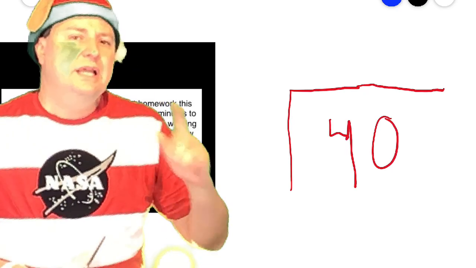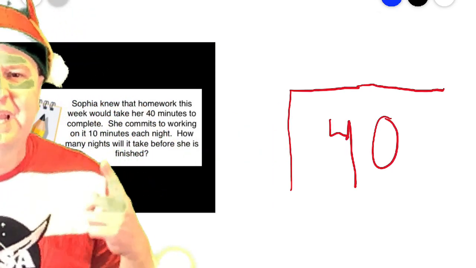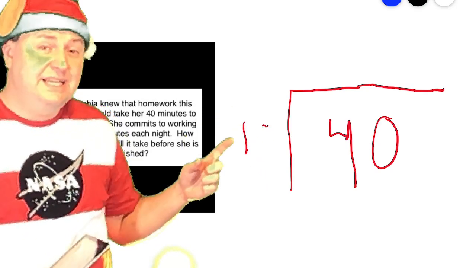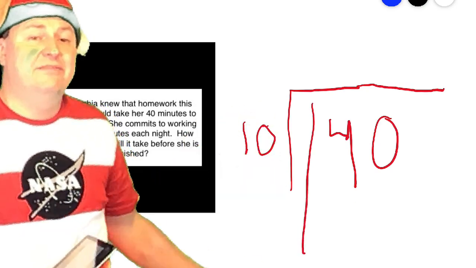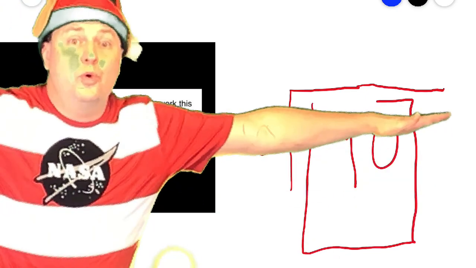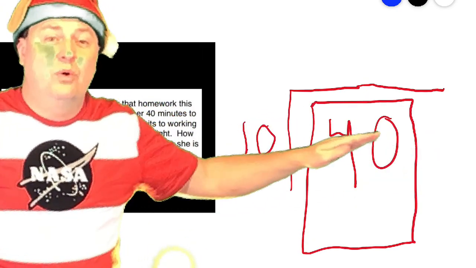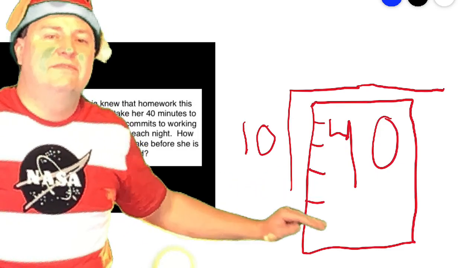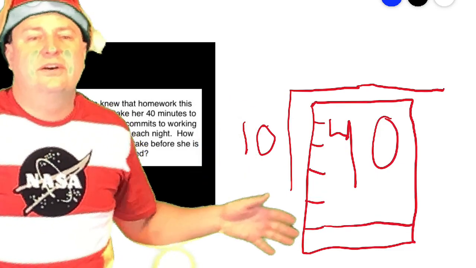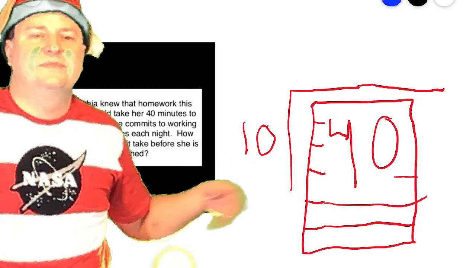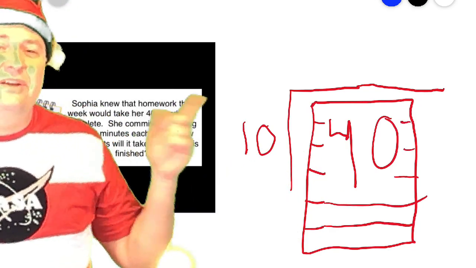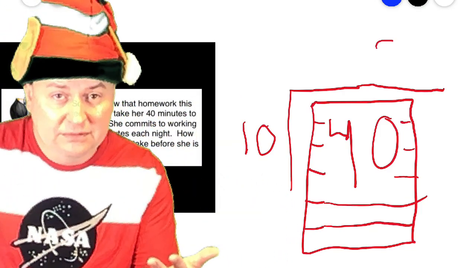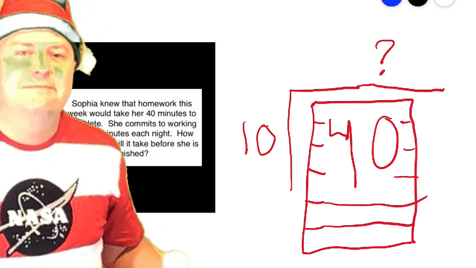Now, if I know that she was going to do 10 minutes each night, I could put that right here as my divisor, right? And if I did, then I know that I'm going to have 10 rows, right? So there'd be 1, 2, 3, 4, 5, 6, all the way till I got 10, right? Boom, boom. All right, so once we had those 10, and I didn't draw 10 there, but that's okay. You know there's 10 there, right? Yeah, 10.